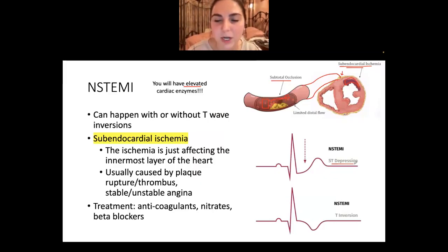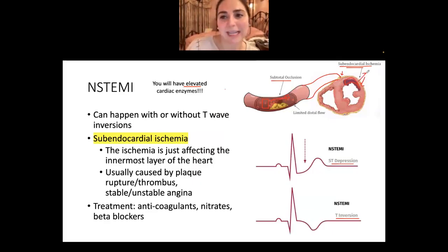So you can see an ST depression. You may not have it. Usually you will, from what I've seen doing questions. If they want you to think NSTEMI, they'll do a depression, or they might do a T wave inversion. So a T inversion, and hopefully that makes sense. You're kind of reversing repolarization. Now repolarization usually goes from here to here.